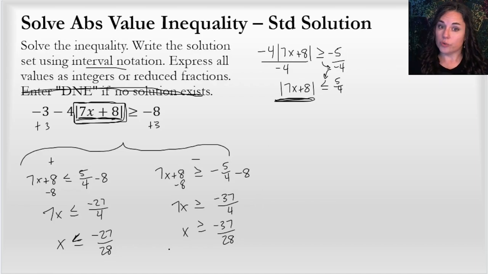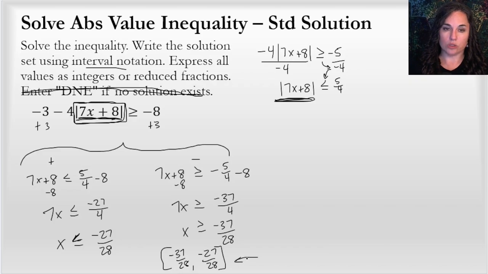And so when I write this out, I know that I'm going to have a single interval with a lower bound and a higher bound, and I always go from lowest number to highest number. So on the number line, the negative 37/28 is the lowest number, and the highest number is negative 27 over 28. That one's closer to 0. So that would be my solution.